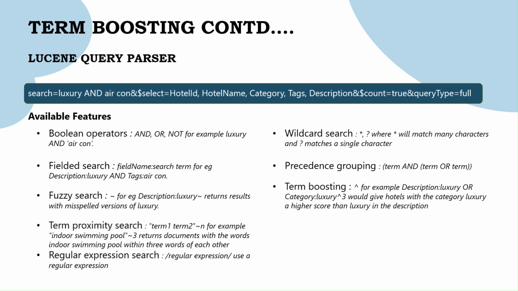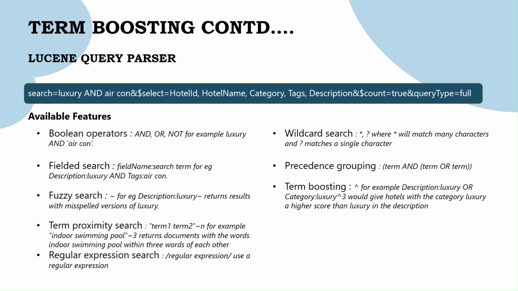Now, let's talk about how we can improve the relevancy further by enabling the Lucene query parser in Azure Cognitive Search. Well, this is a powerful feature that allows us to write precise and complex queries, giving us greater control over the results. To enable the Lucene query parser, all you need to do is add query type equal to full to the query string in your search explorer. Simple, right? But the impact it has is significant because it opens up a range of advanced search capabilities. Now, let me walk you through some of the key features it provides.